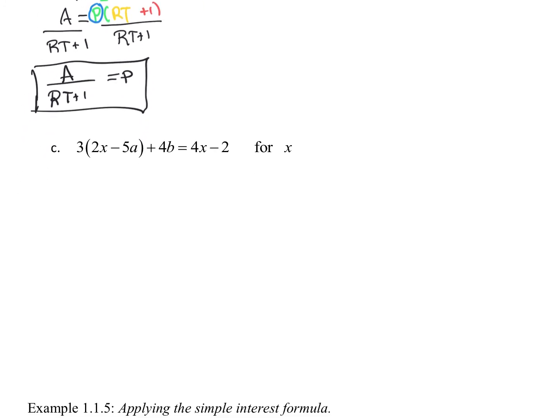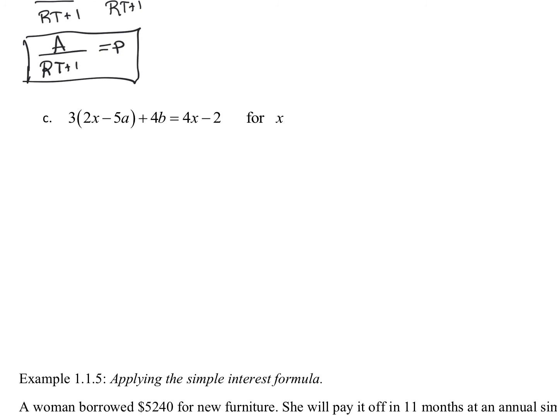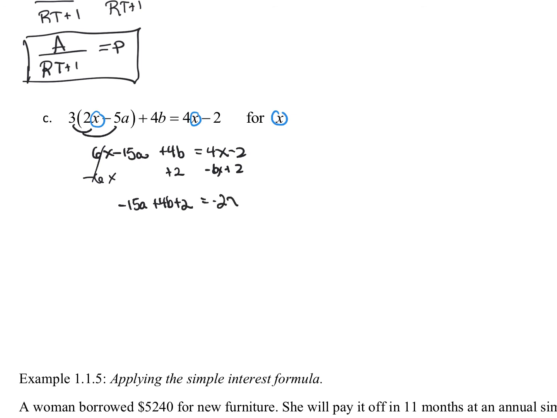Okay, this last one is by far the most amount of work, but we can do this. This one says that we're going to solve for x. I have x on both sides, so we're going to do some algebra first. Let's distribute the 3. So I'm going to get 6x minus 15a plus 4b equals 4x minus 2. I'm going to put all the x stuff on one side, so I'm going to move this 2 over, and the 6x over to the other side. So these cancel off. I have negative 15a plus 4b plus 2 equals negative 2x.